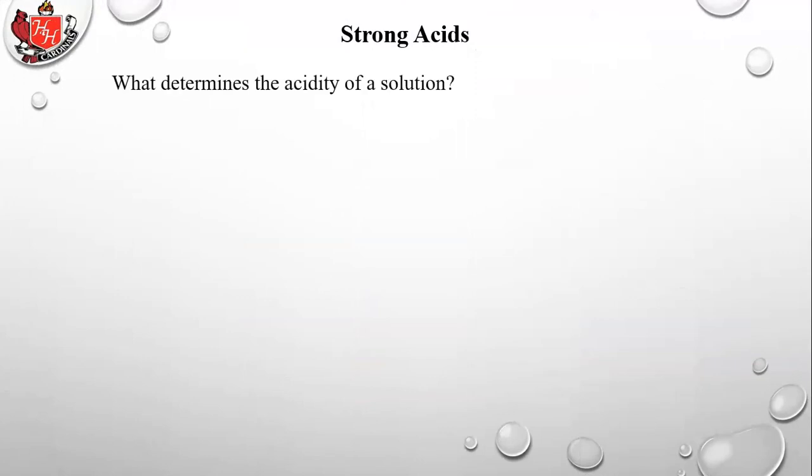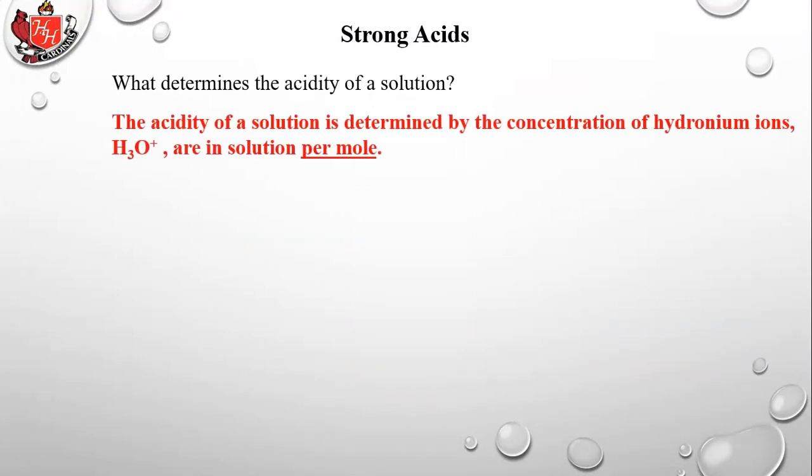What determines the acidity of a solution? The acidity of a solution is determined by the concentration of hydronium ions, H3O+, in solution per mole. So in other words, an acid is strong based on how much it dissociates. But that's different from the acidity of a solution, which is how many H3O+ ions there are in the water in the aqueous solution. We'll talk about that distinction more later on. It'll be made more clear.